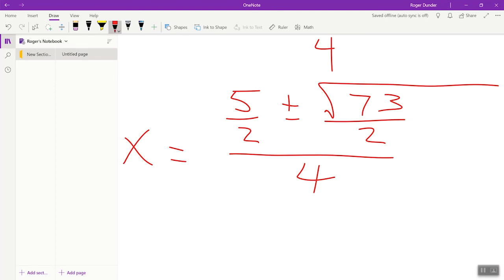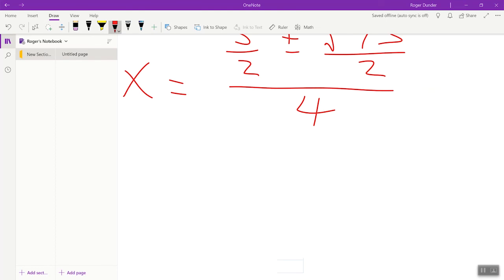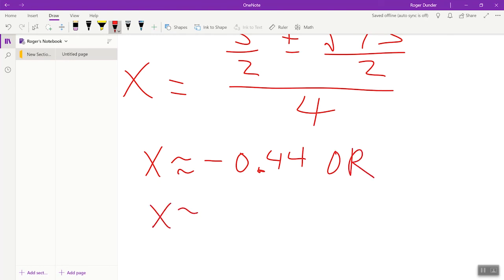Okay. Now, we could write this as one fraction. I could write it differently, but let's give our answers to the nearest hundredth and see what we come up with. So after working the numbers out, this is what we have. X is approximately equal to negative 0.44, or x is approximately equal to 1.69.